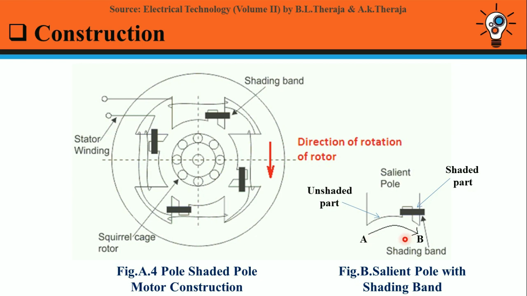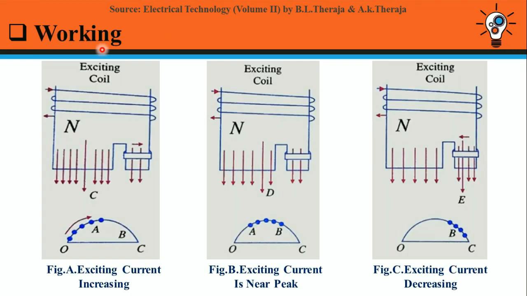The shifting of the magnetic axis is in effect equivalent to the actual physical movement of the pole. Hence, the rotor starts rotating in the direction of this shift, that is from unshaded part towards the shaded part. I will briefly explain that in working. Working of shaded pole induction motor. Let me first explain to you why shifting of the magnetic axis takes place.